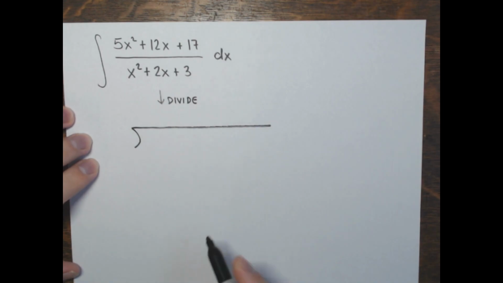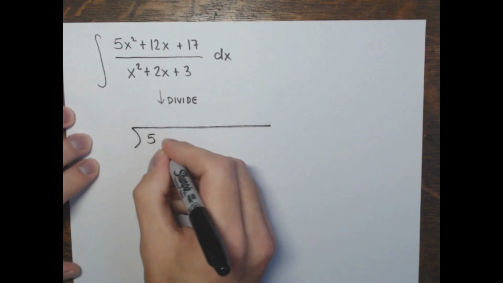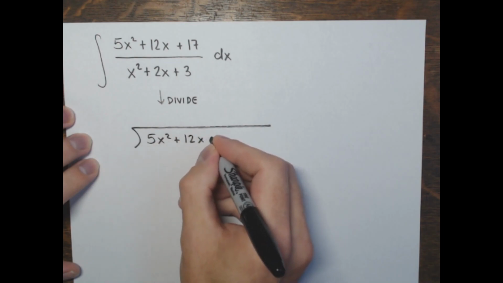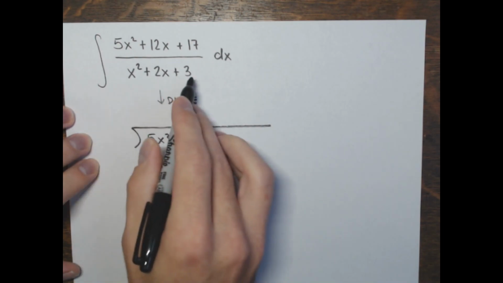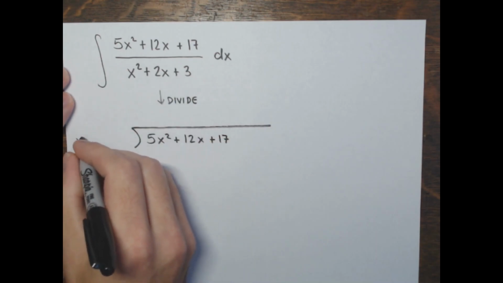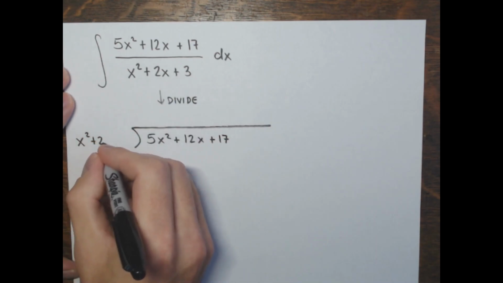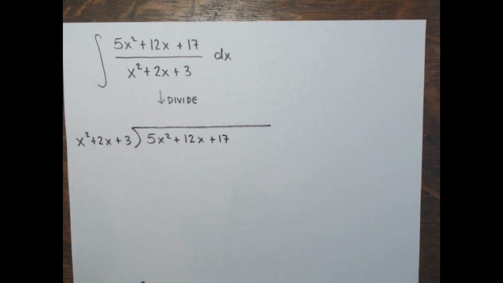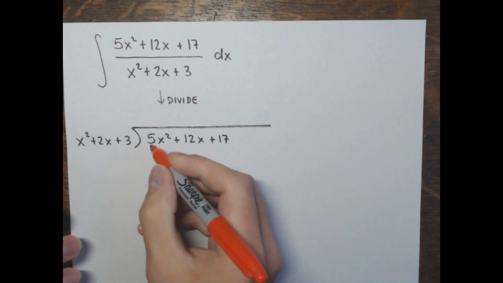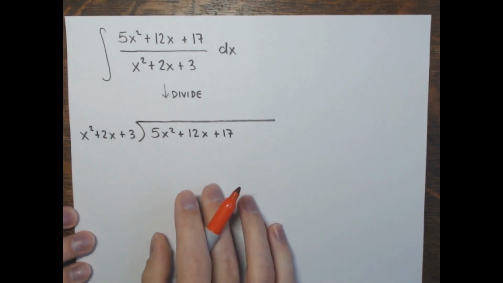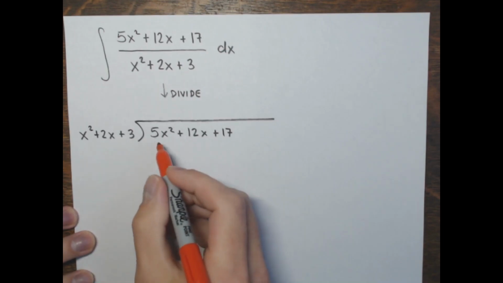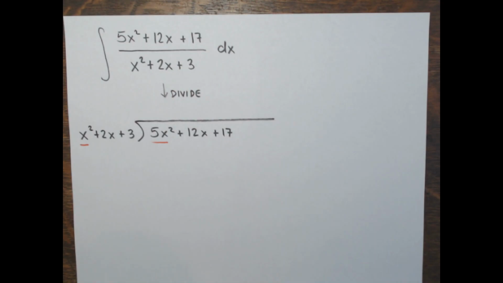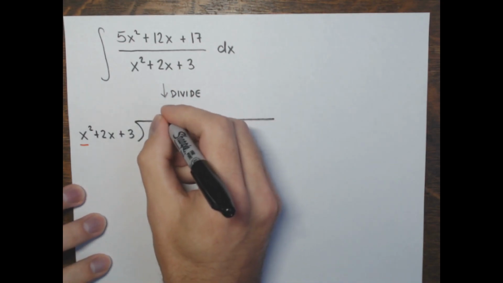So again, long division symbol. Put the numerator inside in descending order, and the denominator, the divisor, outside, also in descending order. The steps here are the same: divide, multiply, subtract. Divide the lead terms: 5x squared divided by x squared is just 5.